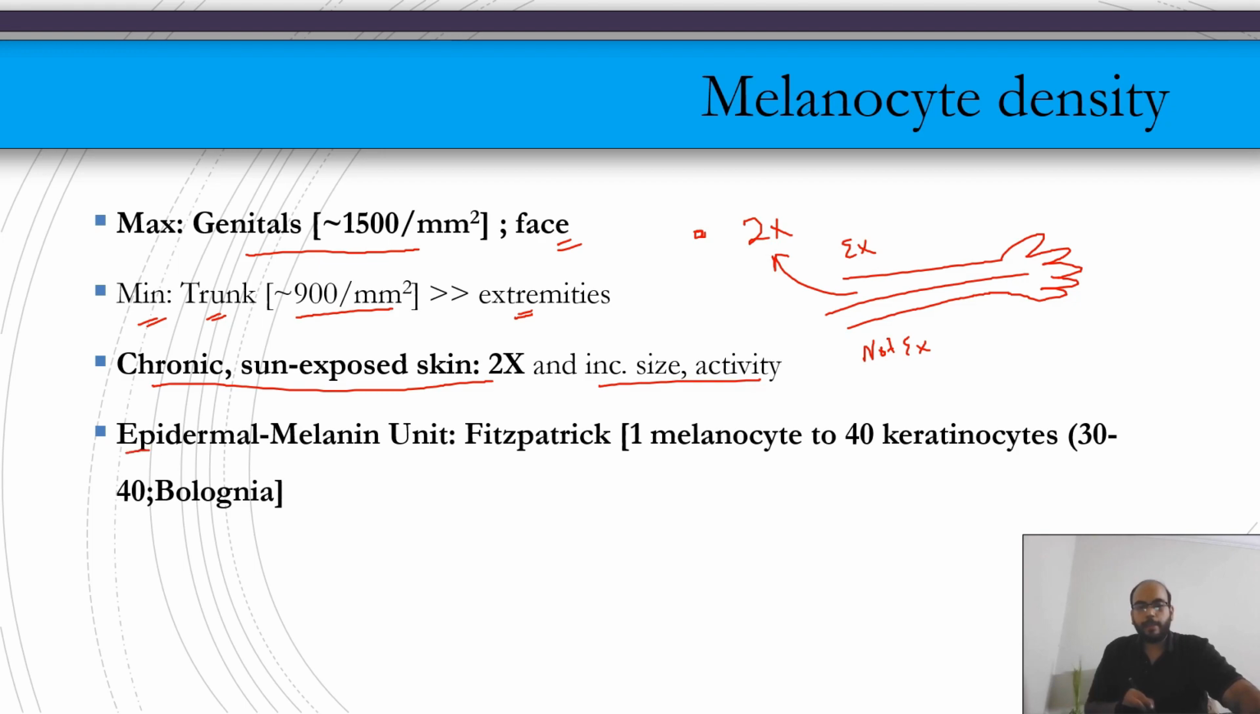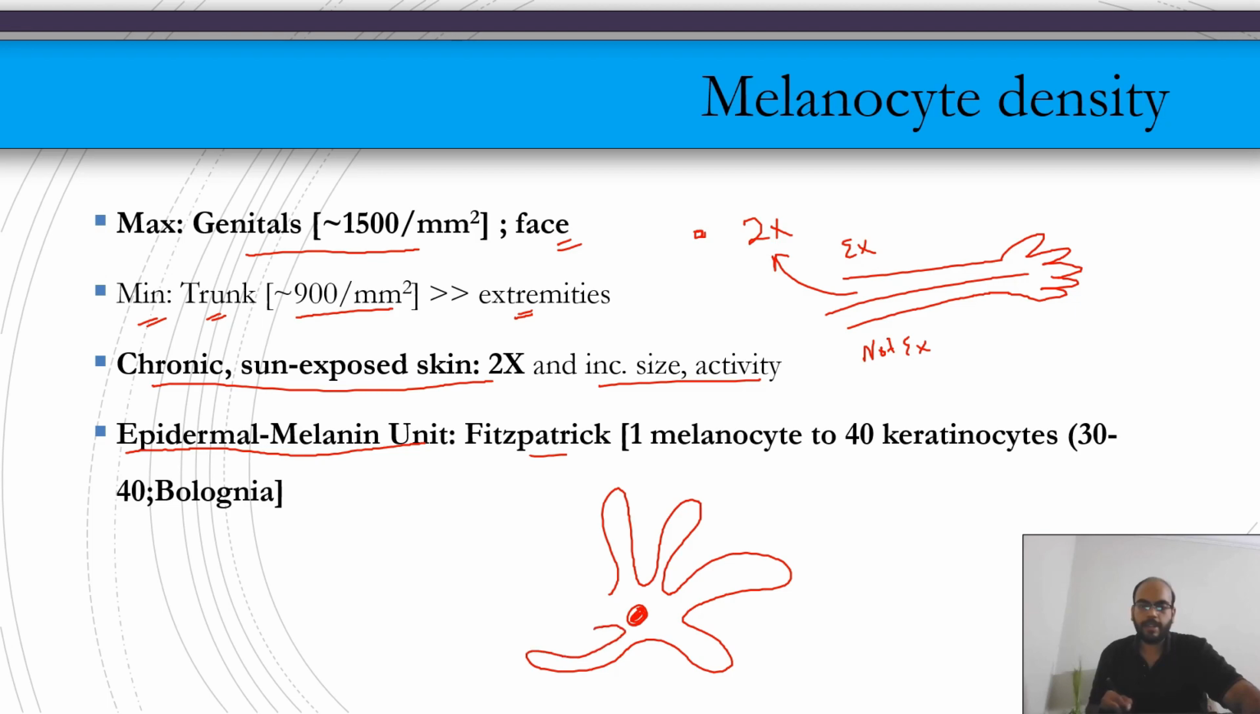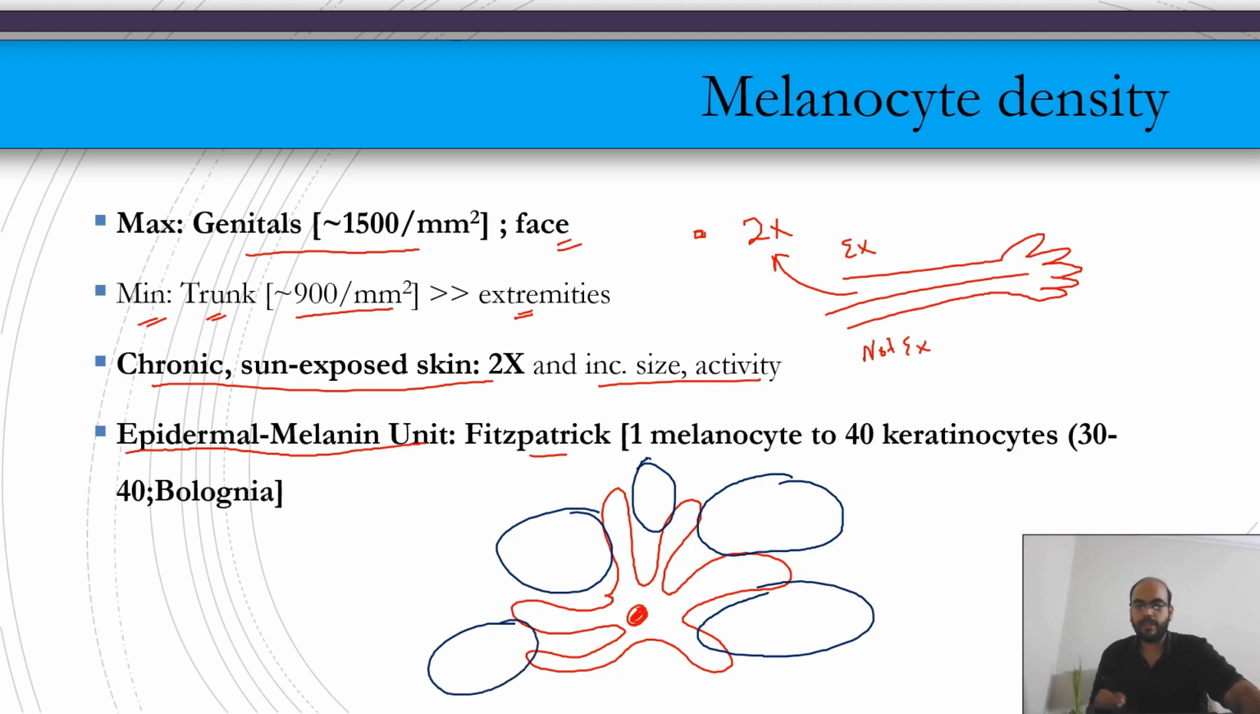There's a concept known as epidermal melanin unit, which was given by Fitzpatrick. Essentially, you have a dendritic melanocyte, and then you have different keratinocytes attached to a single melanocyte. Epidermal melanin unit is the connection of one melanocyte with all its connected keratinocytes. So this whole is known as epidermal melanin unit.